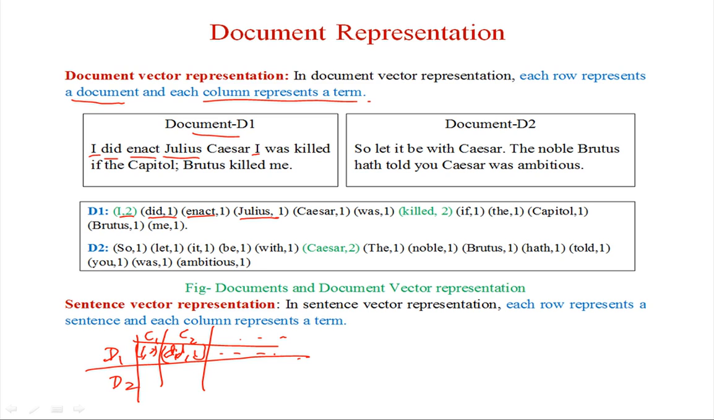Another is the sentence vector representation. In sentence vector representation, we again apply the matrix representation of a document, but here each row represents a sentence and each column represents a term.